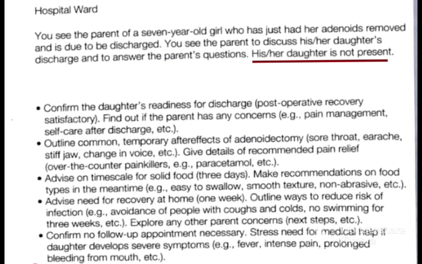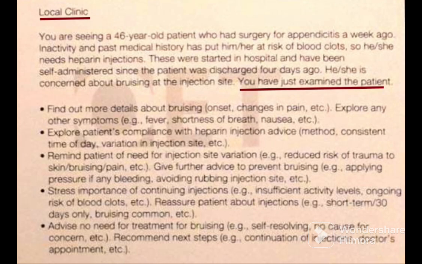Well, Mr. Williams, actually I came here to discuss with you regarding the discharge process of your baby. Is it the right time to talk with you? Like that, we can continue the conversation. And the next one is the local clinic.